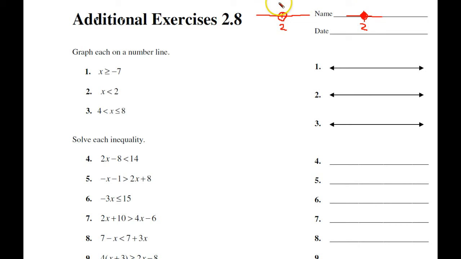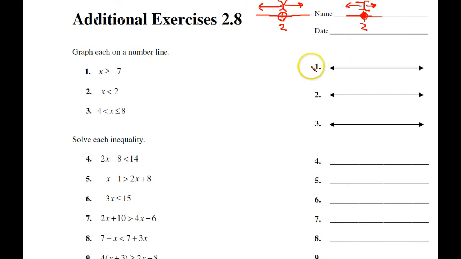So if it was less than, the way we're going to do it now, we're going to use a parenthesis that faces to the left. If it's greater than, only greater than, we're going to use a parenthesis facing to the right. And if it's less than or equal to, we're going to use a bracket facing to the left. And if it's greater than or equal to, we're going to use a bracket facing toward the right. So we're going to see some of these right away.